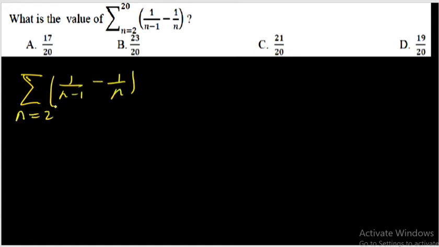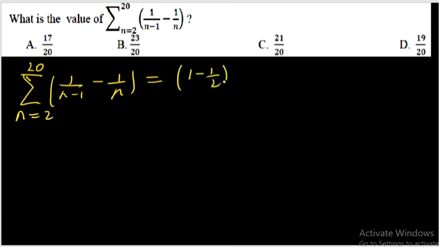n starts from 2 to 20. This one is a telescoping sequence. Let us see the pattern by substituting some of the terms. If you insert 2 in place of n, what do you have? 2 minus 1, it's 1.